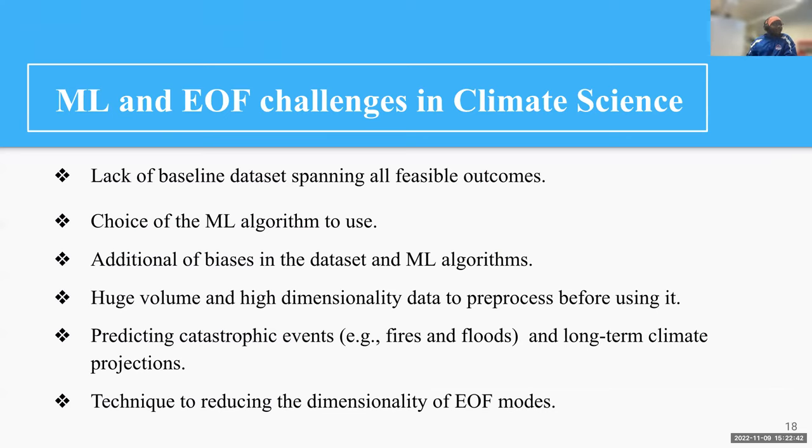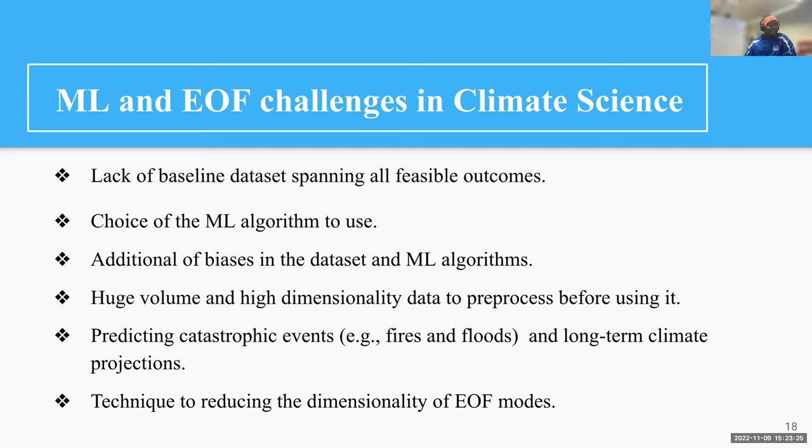Then, to talk about the challenges of machine learning and EOF in climate science. One of the challenges is the lack of a baseline data set spanning all feasible outcomes. There's no actual data set which encompasses all the physical outcomes that can occur for you to predict. Then the choice of algorithm is part of the explainability of AI. You really need to understand what you are doing before you select the algorithm to use. Then there is the addition of biases into the data set, which can occur during data correction, parameterization and other processes. Also the higher volume of data, because in climate science they tend to have a vast volume of data.